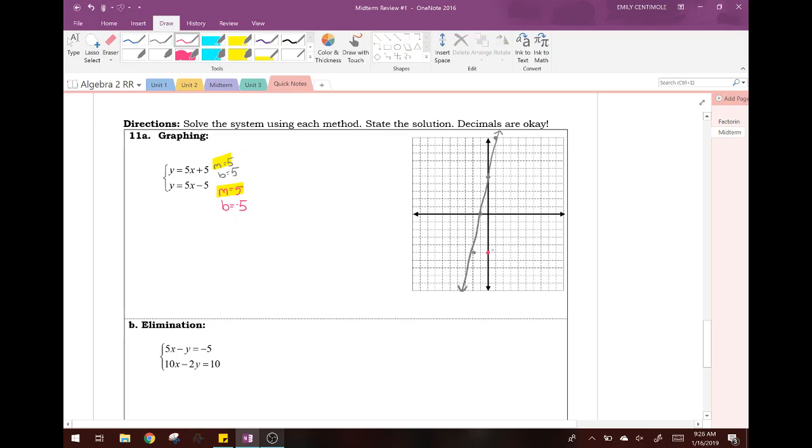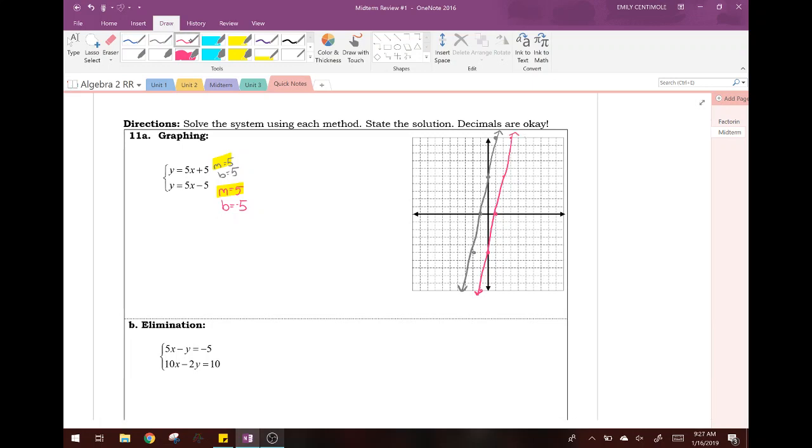So I go down 5 here because -5 is the y-intercept. Then I'm going to go up 5 and over 1, up 5 and over 1, up 5 and over 1, go down 5 and left 1. And I'm going to graph the line in. Okay, yours is going to look a little nicer than mine because you are hopefully using a ruler.